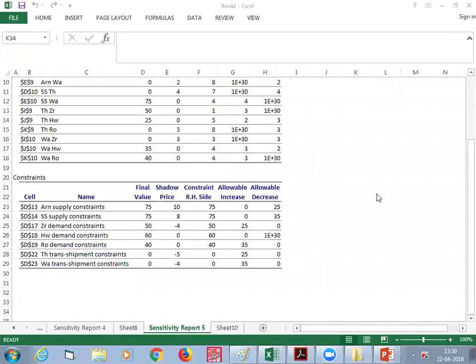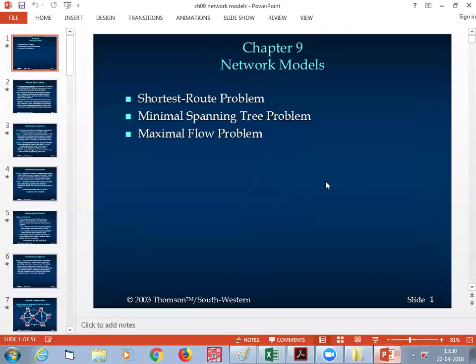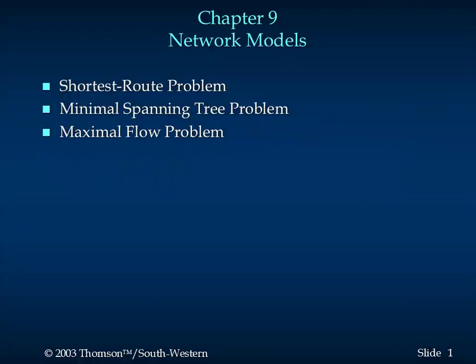Now, let's quickly, in whatever time we have left, talk about various network models. Of course, what we had seen was some examples of network models. So, transportation as well as assignment problems are examples of network models. These are slightly different types of networks. One is called the shortest route problem. Another is called the minimum spanning tree problem. And another is called the maximum flow problem.